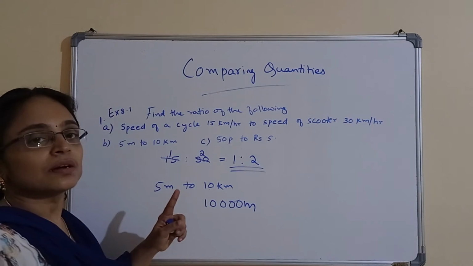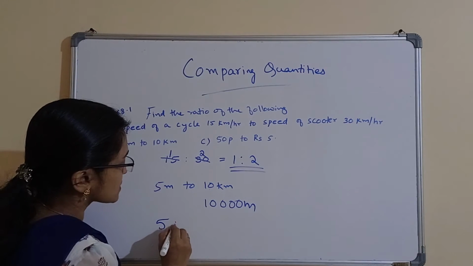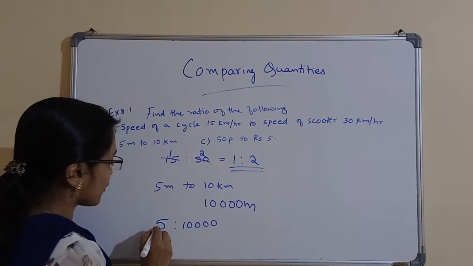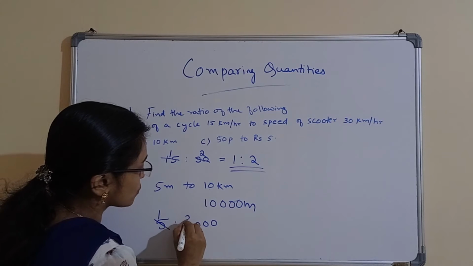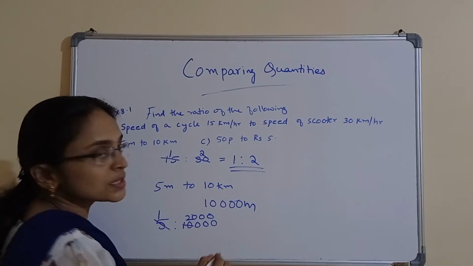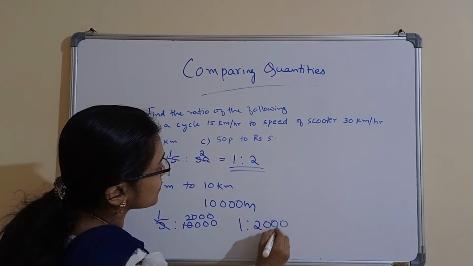So 5 meter and 10,000 meter. What is the ratio? 5 is to 10,000. And 5 will go in 5 one time. Then 5 will go in 10 two times. So this is equal to 2000. So what is the ratio? 1 is to 2000 is the ratio.